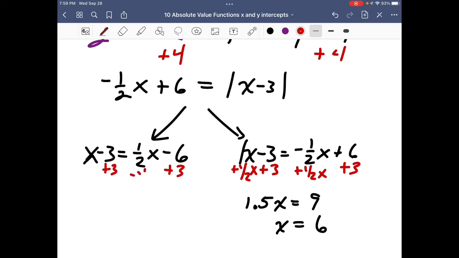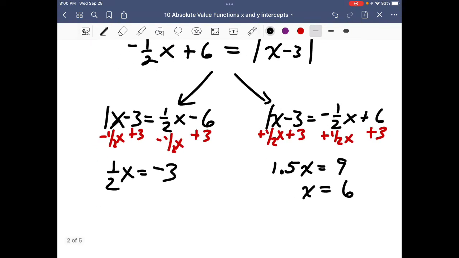Over here, I'm going to add 3, but I'm going to subtract a 1/2 x. If I subtract a 1/2 x from 1, I actually just get a 1/2 x. Of course, if you add 3, you get -3. So if you multiply both sides by the denominator or by the reciprocal, get that thing solved, you get -6.